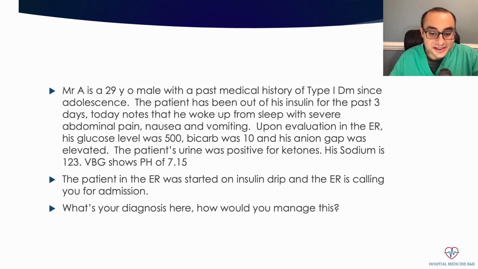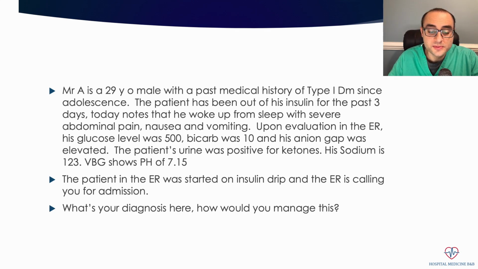The patient has been out of his insulin for the past 3 days. Today he notes that he woke up from sleep with severe abdominal pain, nausea, and vomiting. Upon evaluation in the ER, his glucose was 500, his bicarb was 10, which is low, and his anion gap was elevated. The patient's urine was positive for ketones.